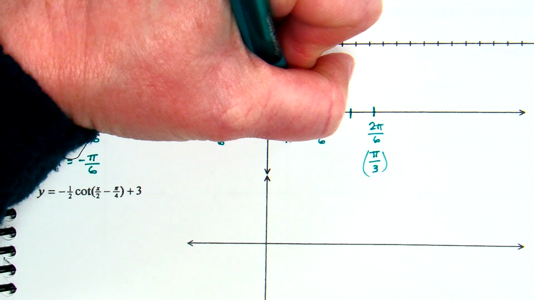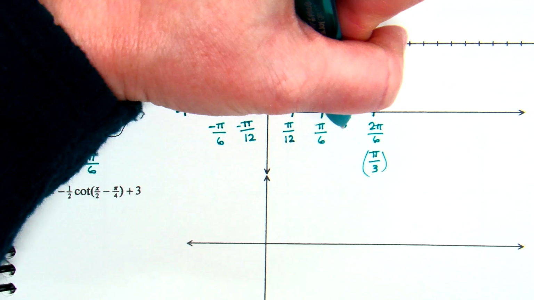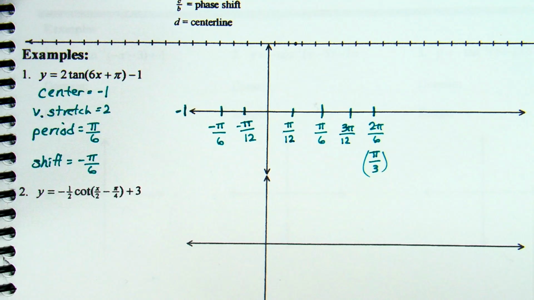If you want, those would be called what? Half of 6 is, 1/2 of a 6 is a 12. So this would be like pi over 12, negative pi over 12. Over here, I'm going to do 3 pi over 12, but that's really pi over 4. Now, which type of graph am I doing here?